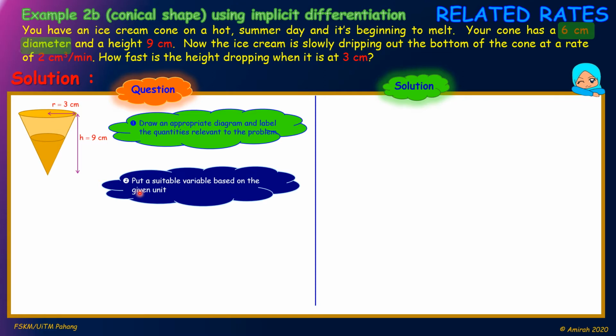And then step 2, put a suitable variable based on the given unit. From the given unit here, we have cm³ per min. Okay, cm³ here means about volume. Okay, and over min here is about time. So we can write dV over dt. So dV over dt here is 2 cm³ per min. But the word used here is dripping out. Okay, means that the volume will decrease. So we must put negative sign here.